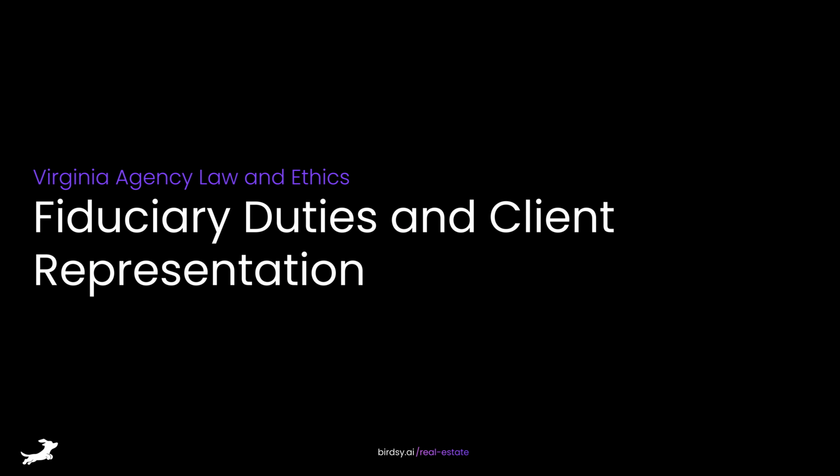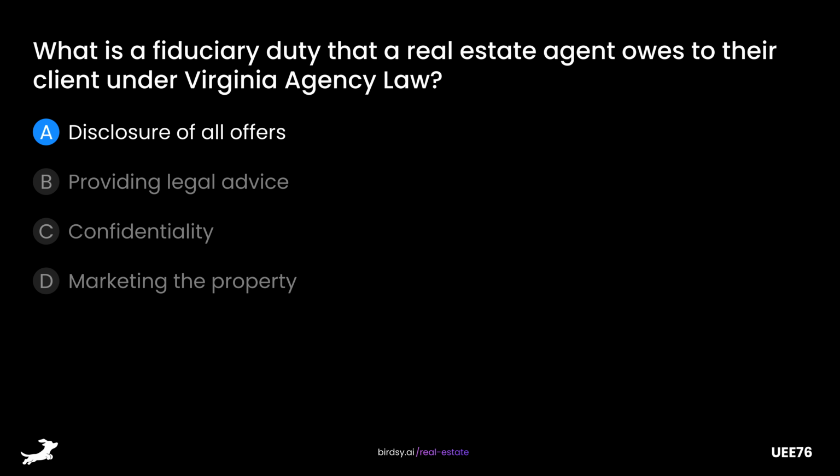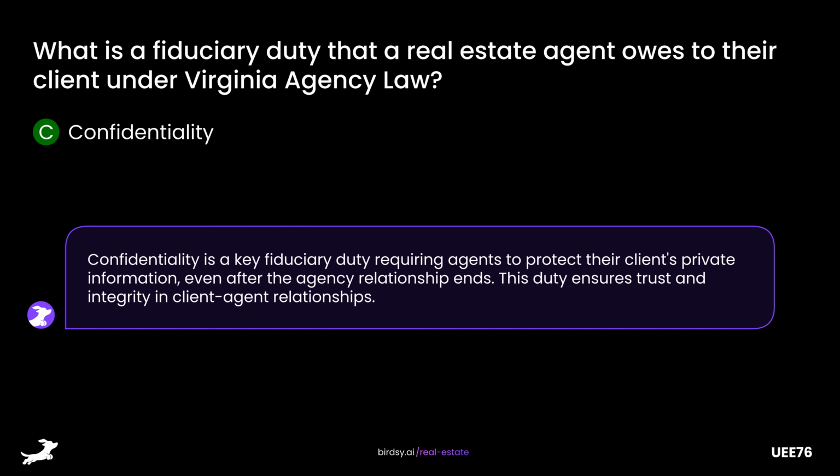Fiduciary duties and client representation. What is a fiduciary duty that a real estate agent owes to their client under Virginia agency law? Is it A, disclosure of all offers, B, providing legal advice, C, confidentiality, or D, marketing the property? The answer is C, confidentiality. Confidentiality is a key fiduciary duty requiring agents to protect their clients' private information even after the agency relationship ends. This duty ensures trust and integrity in client-agent relationships.